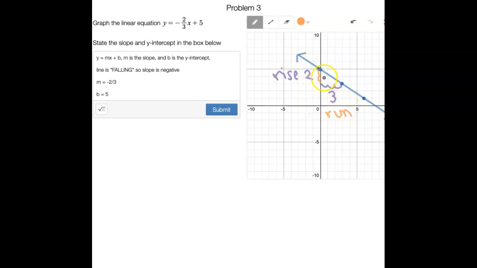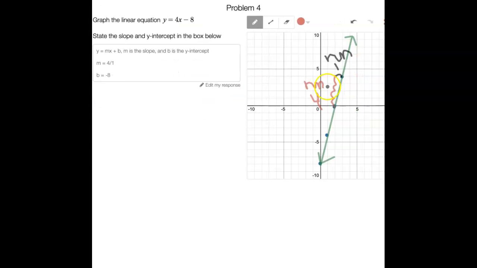Again, you begin and move. Begin by going up 5 and then move with the slope, down 2, right 3. Remember, if the slope's negative, it's down and right. If it's positive, you go up and right. It is true that there's more than one way to do this, but that's kind of how I'll instruct it.